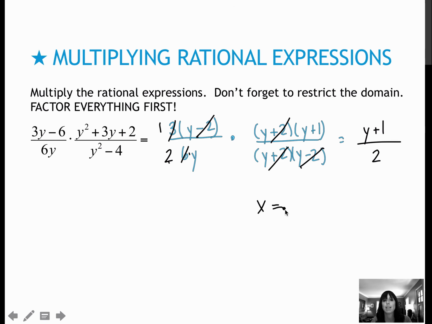Restrictions on my domain, x cannot be plus or minus 2 or 0. If I set this equal to 0, I would get 0. If I set this equal to 0, I would get my plus or minus 2.